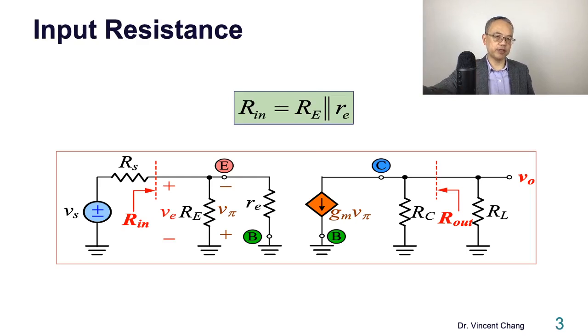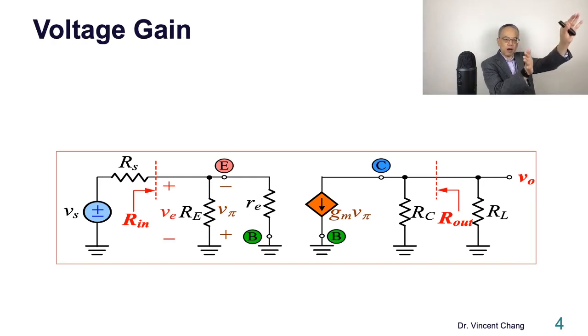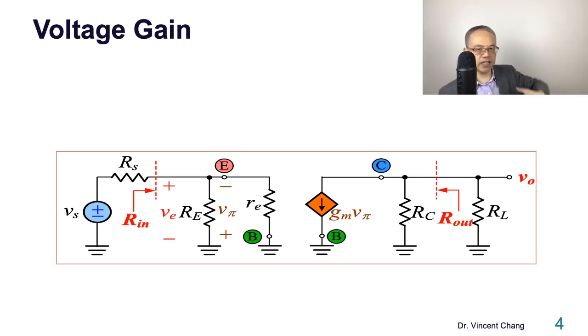The first parameter, input resistance. The input resistance is the parallel combination of the capital R and the lowercase r. What about the voltage gain? It's Ohm's law on the right and the voltage divider on the left. So pay attention to the phase. VL over V pi is negative gm times RC in parallel with RL.